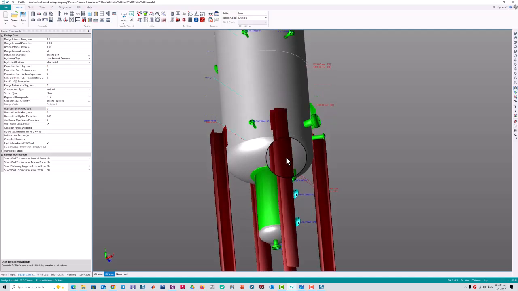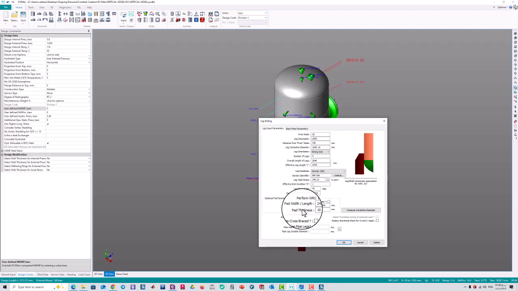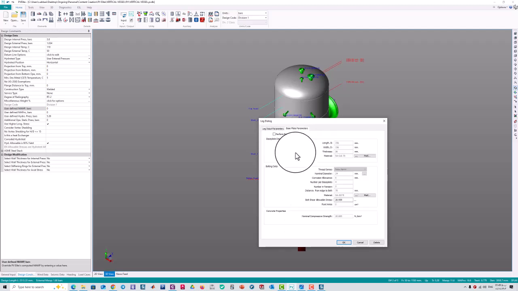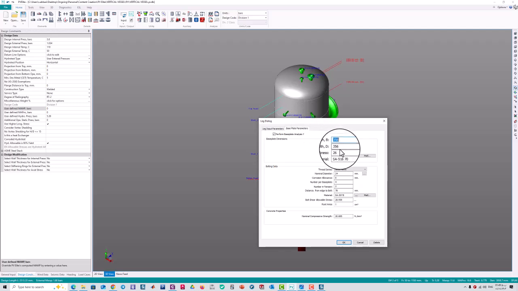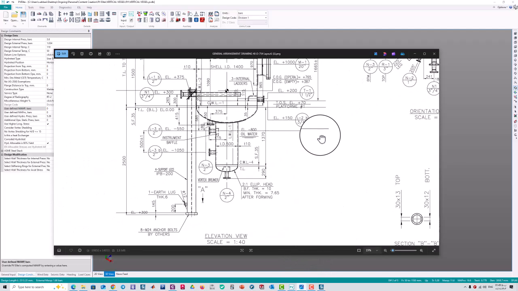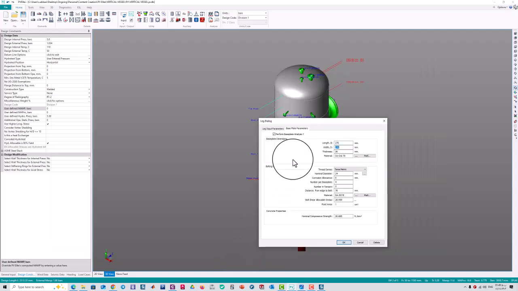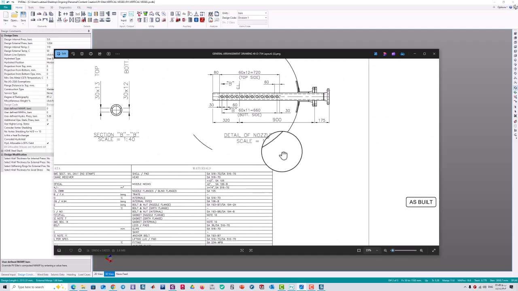And the legs are modeled except for the base plate. We need to model the base plate over here. Check the base plate and put the initial guess of the dimensions of the base plate. It has 45 millimeter thickness, which is a thick base plate for this vessel.